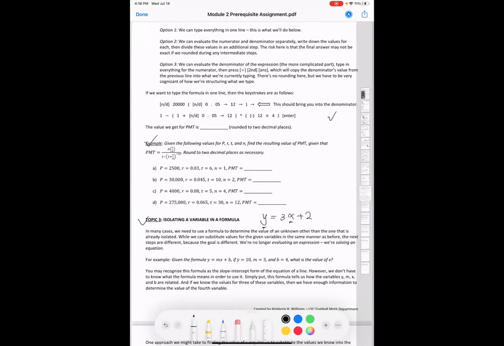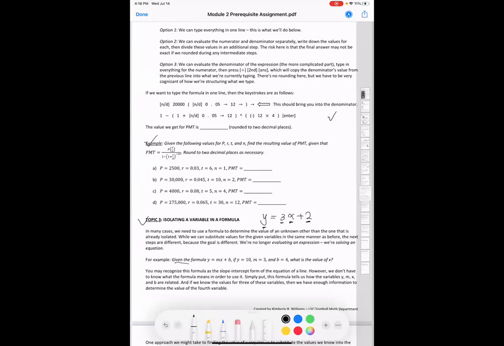So x and y are variables. 3 and 2, we know that. These are two constants. So x and y are variables. 3 and 2 are numbers we can count. Those are the constants.